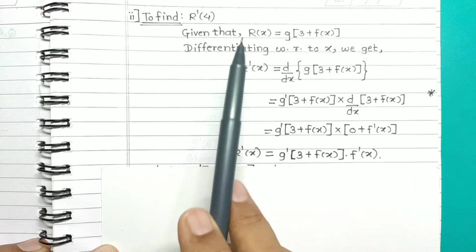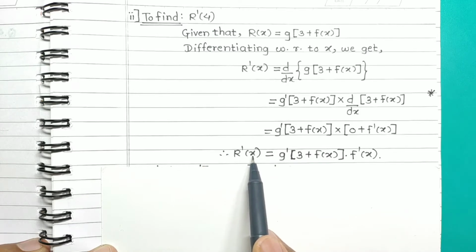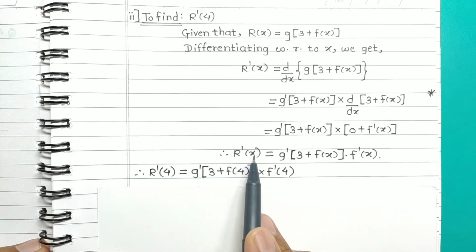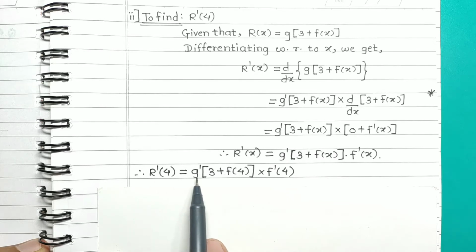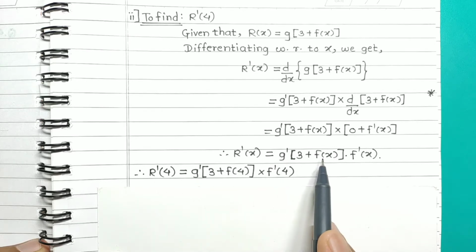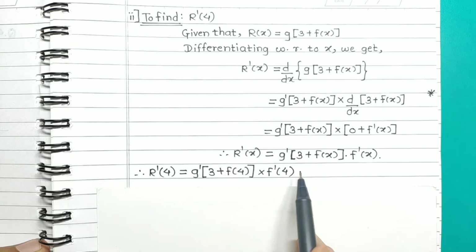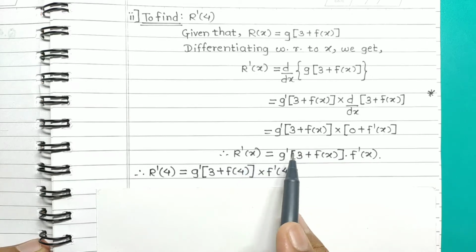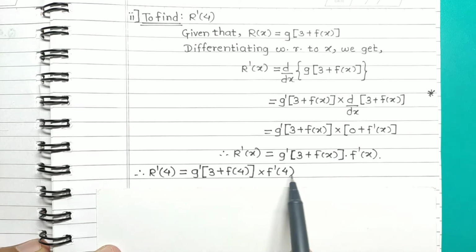Now since we have to find out R dash of 4, we have to substitute x is equal to 4 in this equation. So by substituting x is equal to 4, we get R dash of 4 is equal to g dash of 3 plus f of 4 into f dash of 4. We have substituted x is equal to 4 in R dash of x, since we have to find out R dash of 4. Now let's calculate these values.